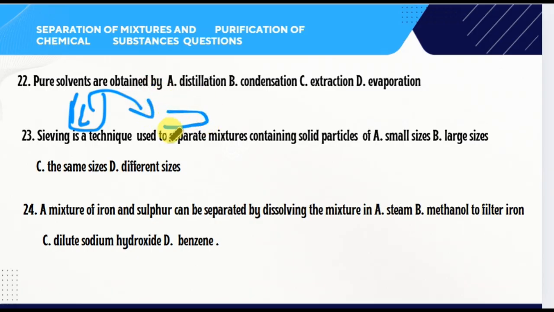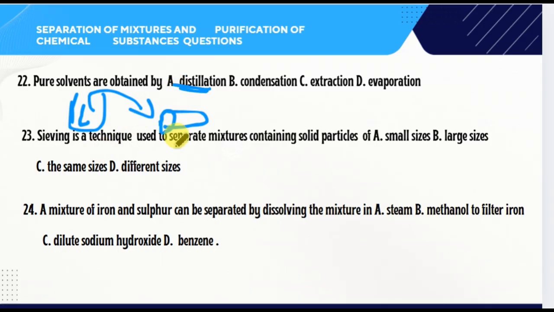in another container that is cooler. So if you condense them in another container, we are going to have the pure form of the particular solvent we are trying to get. So distillation is the best way to get pure solvent from a mixture. Distillation is the best way.